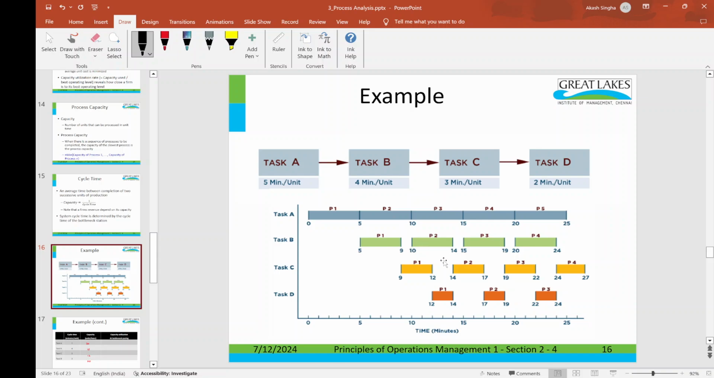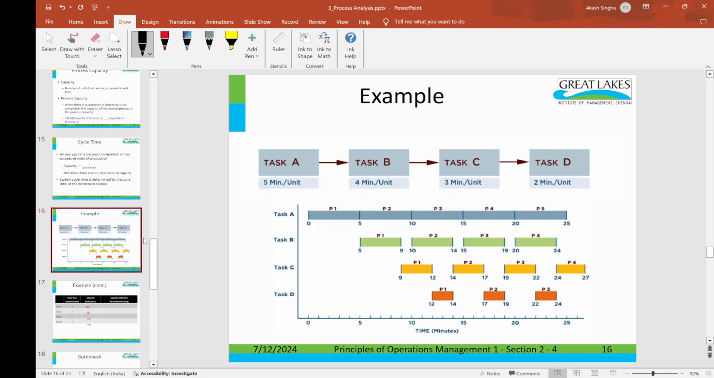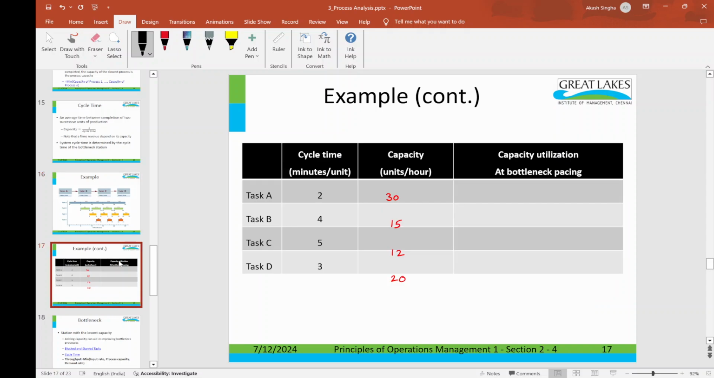If there were some bottleneck in between, we also would have seen blockage or block. So if the cycle time is 2 minutes per unit, then capacity is, per hour, we will do 30. So if this increases, this decreases. If per unit takes 4 minutes, in an hour we will do 15.